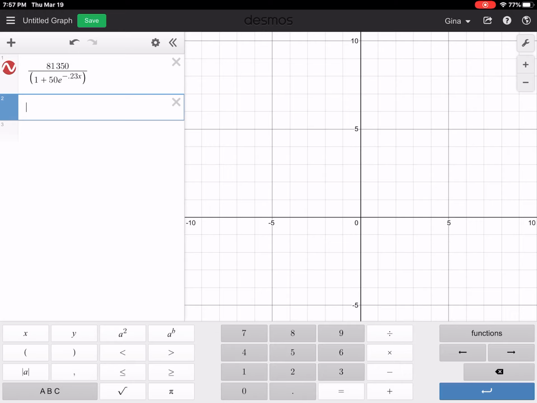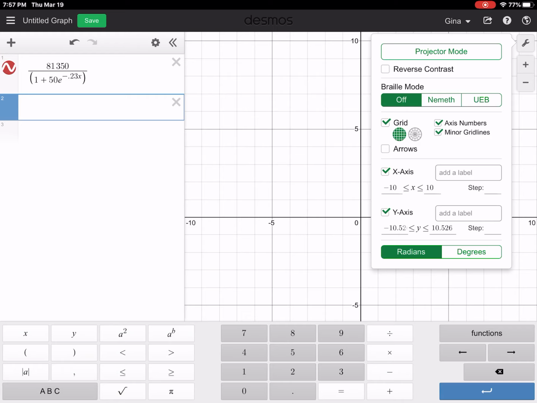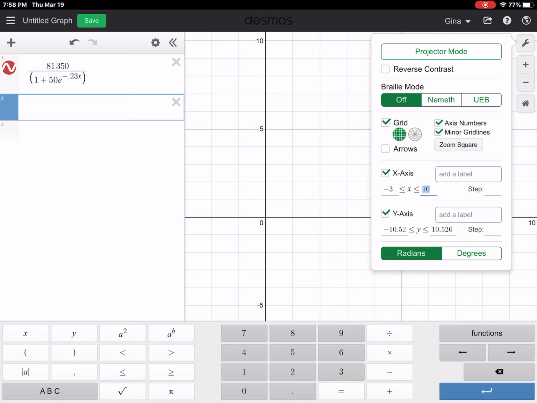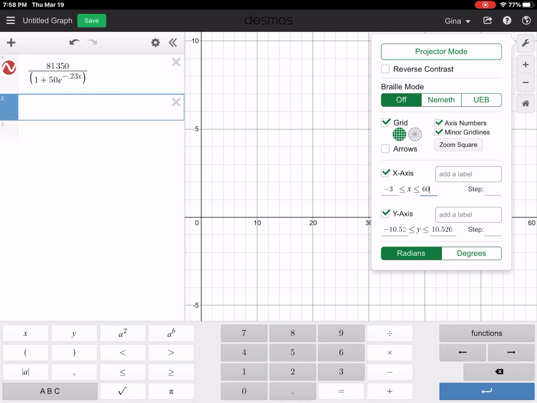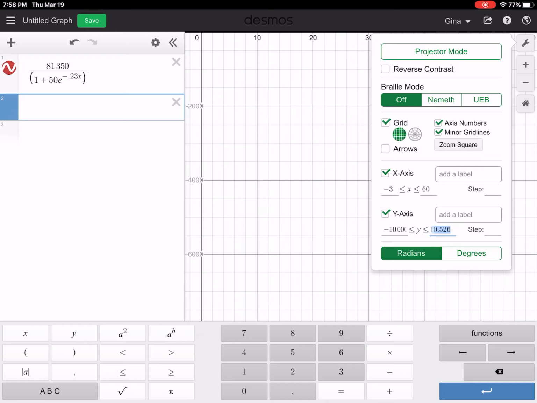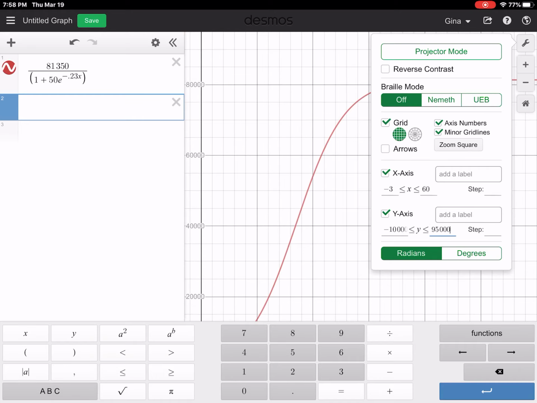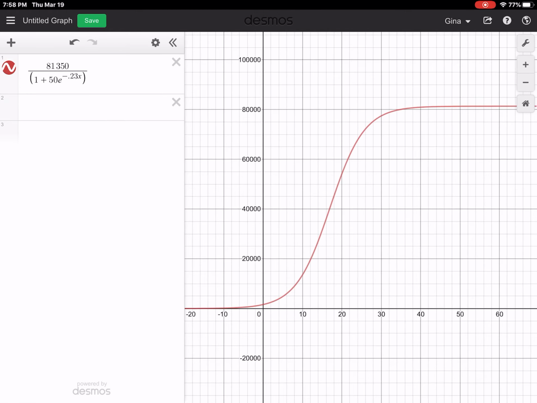Okay, the window, let's see. The window we are specified to use for the x-axis goes from -3 to 60, and the y-axis goes from -10,000 all the way to positive 95,000. Like I said, this is actually real data that I got from the source listed on your papers.